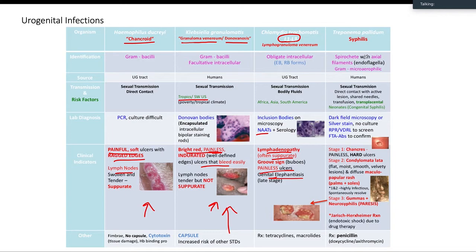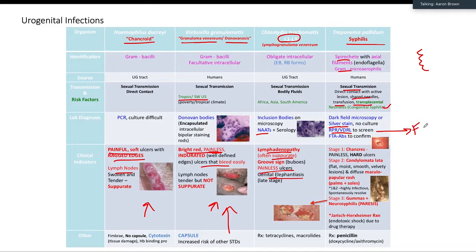Syphilis is just another one of these bacteria that you really need to be best friends with. Spirochete, it has this spiraling shape to it with axial flagella, gram-negative microaerophile. This can be transmitted sexually, through needles, transfusions, and also transplacentally, giving you that congenital syphilis, which is quite sad. Dark field microscopy or silver stain is how we're going to diagnose this. And it has two ways of screening, which is our RPR and VDRL. This is a great way to screen for it, but you can get false positives, right?